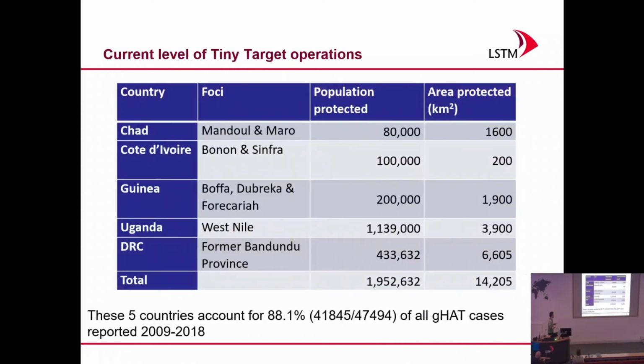And then that just gives a sort of overview of the current level of tiny target operations. We're working over 5 countries, and these 5 countries accounted for 88% of all gHAT cases that were reported between 2009 and 2018. Tiny targets cover about 14,000 square kilometers and protect a population that's estimated to be close to 2 million people currently, and then that will increase as things scale up in DRC next year as well.